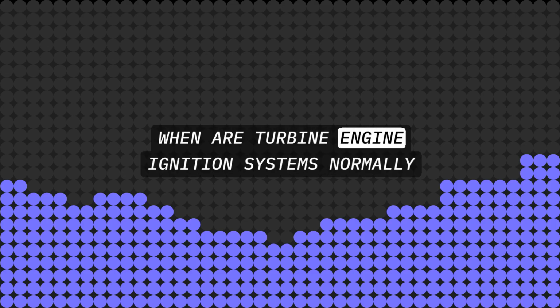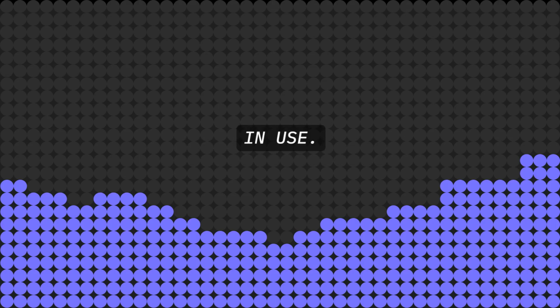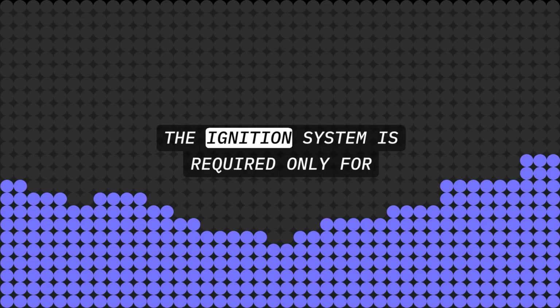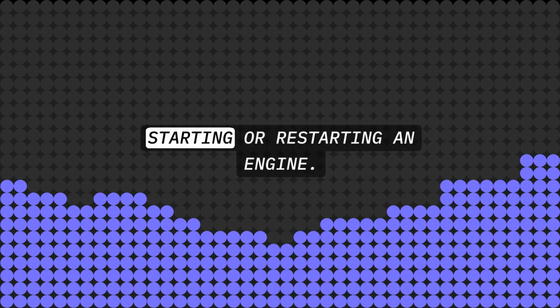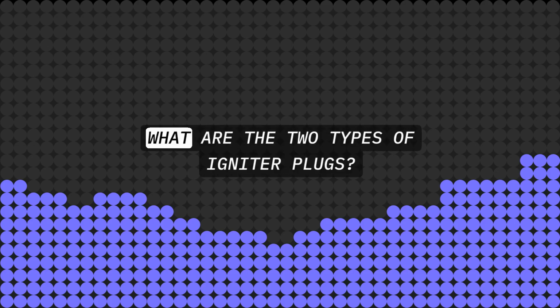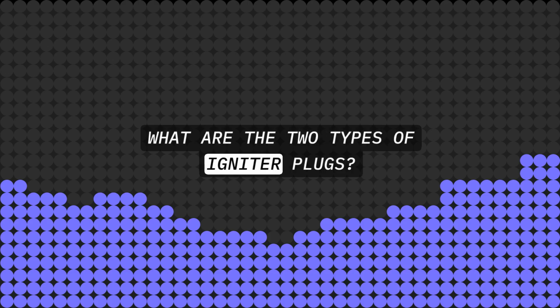When are turbine engine ignition systems normally in use? The ignition system is required only for starting or restarting an engine. What are the two types of igniter plugs?